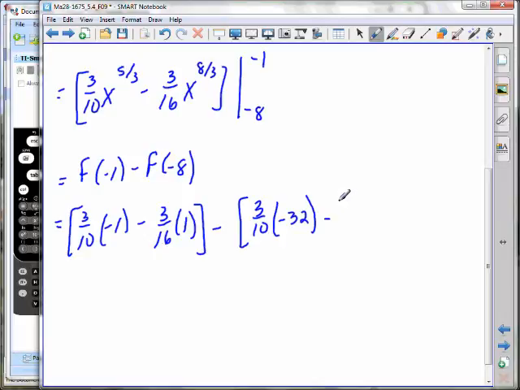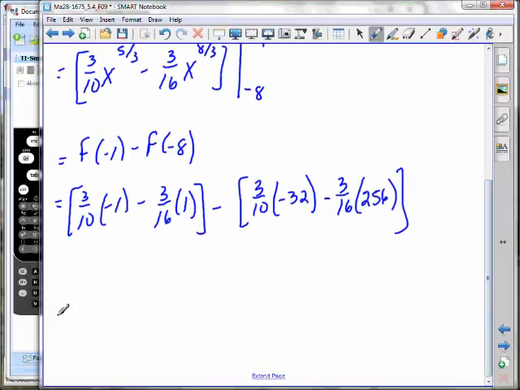Minus 3/16. Now I've got to take the cube root of -8 again. That's -2, but now I'm going to take -2 to the 8th power. Is that going to be positive or negative? Positive. Anyone know what 2 to the 8th power is? It's 256, yes. So I've got F, the antiderivative with -1 put in there, minus the antiderivative with -8 in there. At this point, it's just arithmetic.